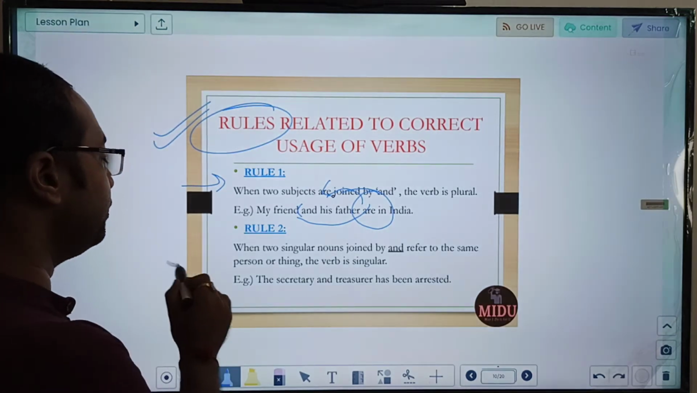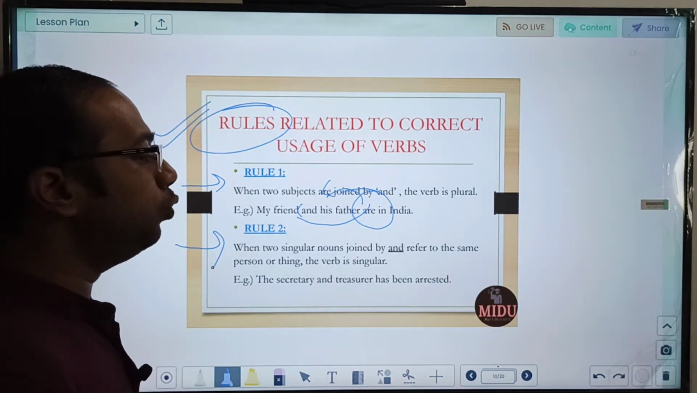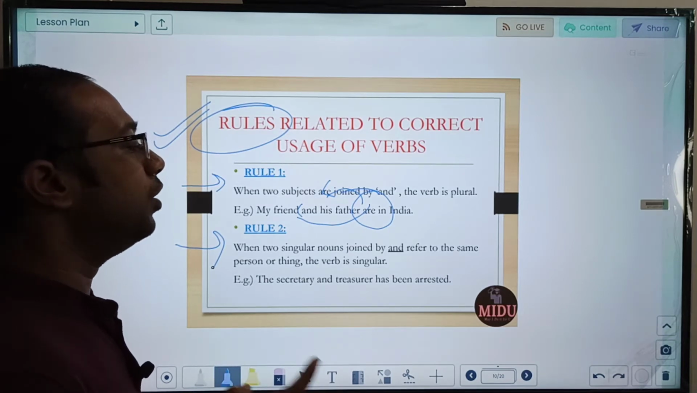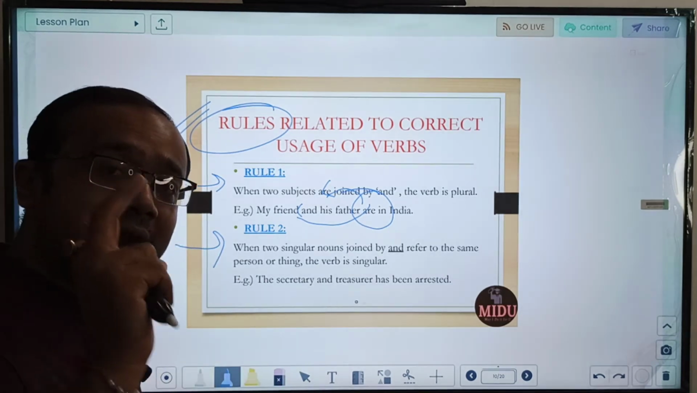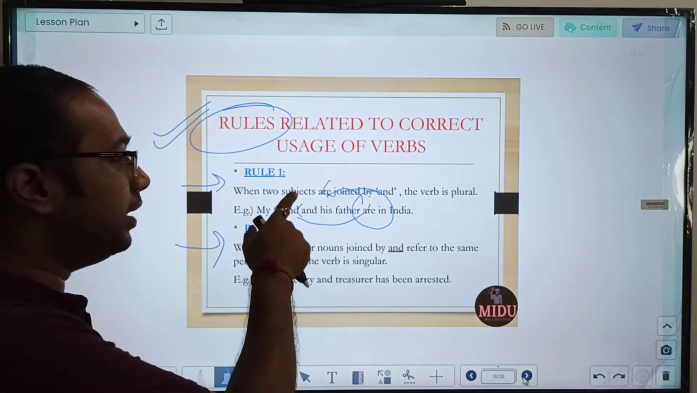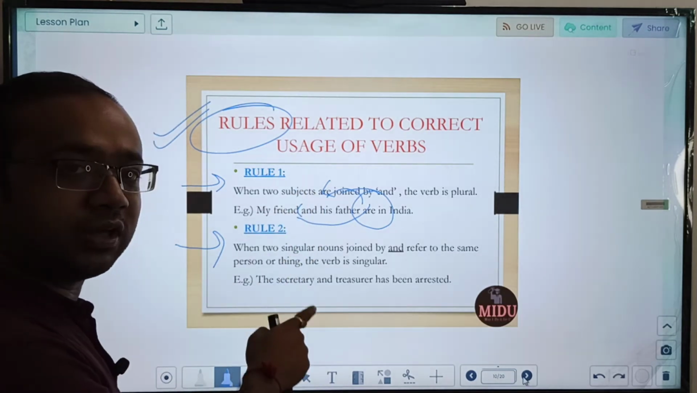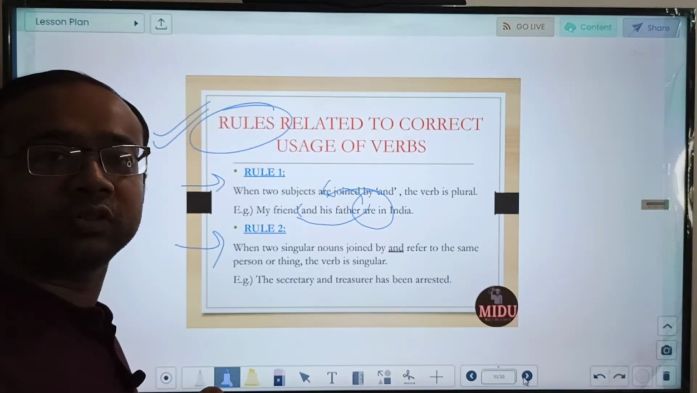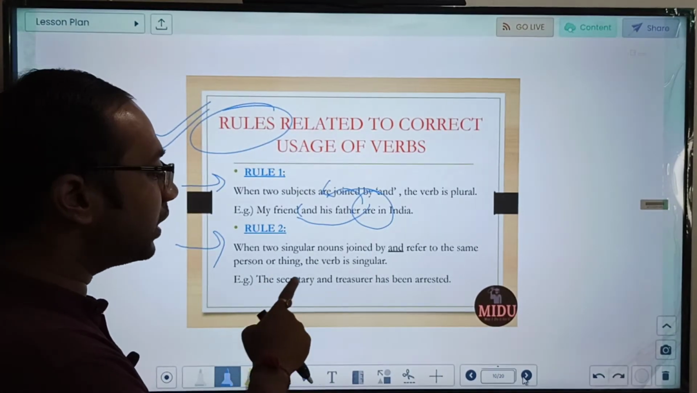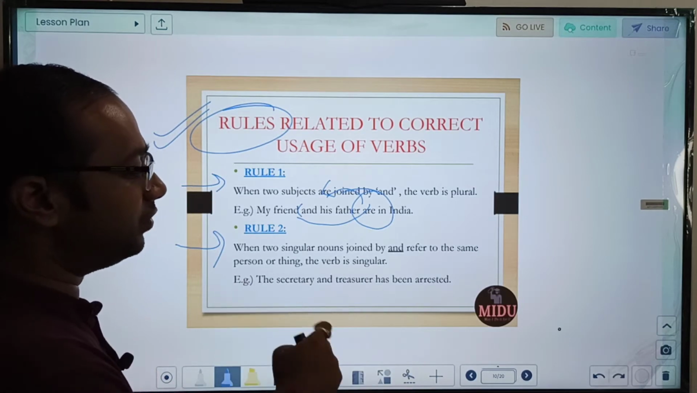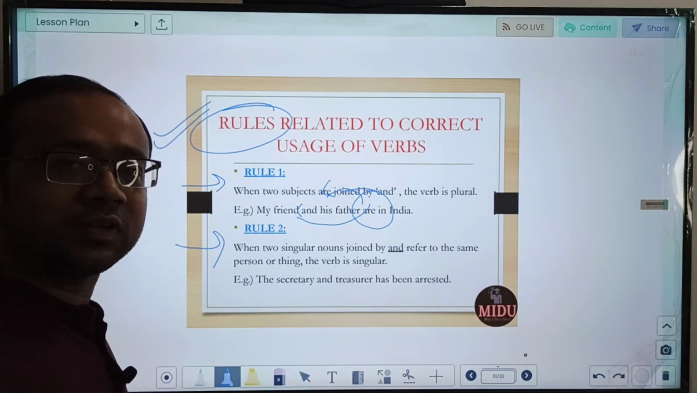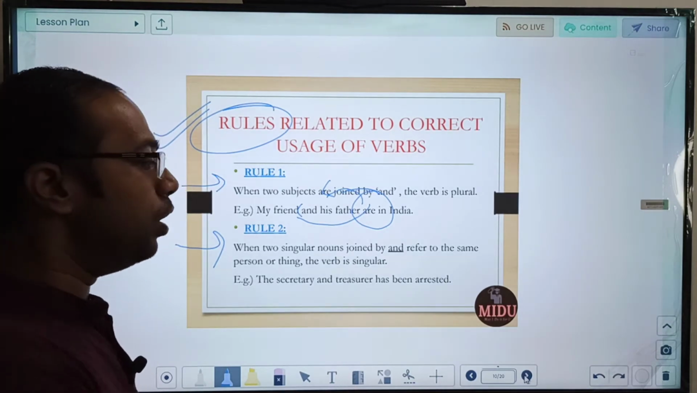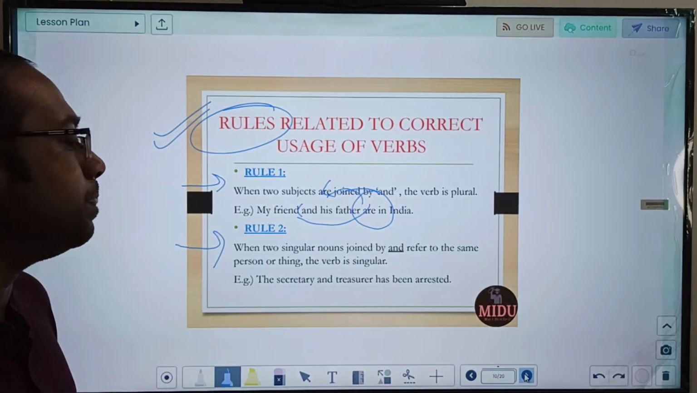Rule number 1. When two singular nouns joined by and refer to the same person, the verb is singular. So if and is used, it is, I can say, a kind of exception or deviation from rule 1. And is used, but it is referring to the same person or thing, then it will be singular. The secretary and treasurer has been arrested. So here the same person is acting as treasurer as well as secretary. They are not two separate people. So we will use singular. Rule number 2. Let us see the next rule.